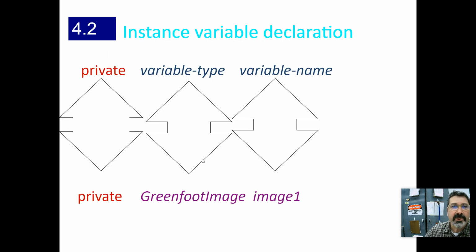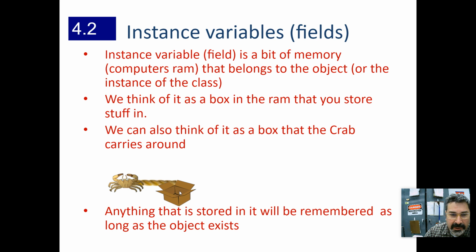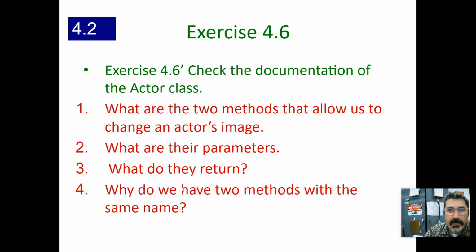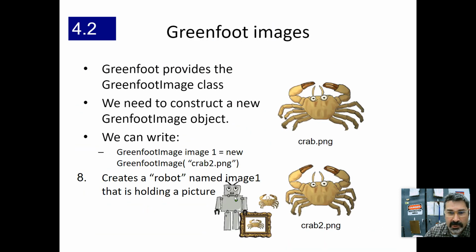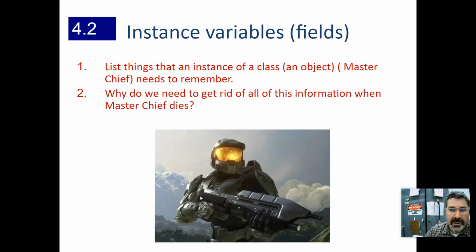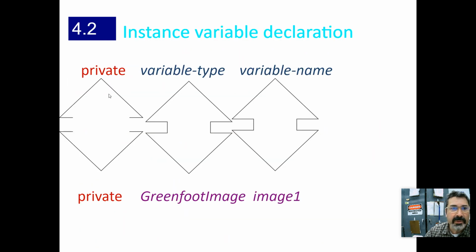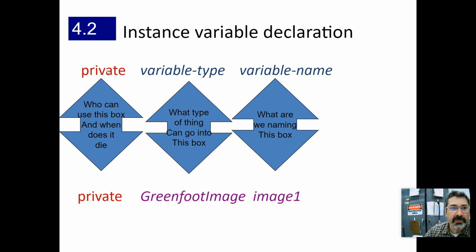Okay. So we need to make a box, right? For our crab, we're going to make a box that's going to store this guy so that we have that image, right? So how do we do that? Well, here's how we do it. So we say private. So the first thing is, is it public or private? And then the variable type, what type of thing can go into the box, and then the variable name. What are we going to name this box?